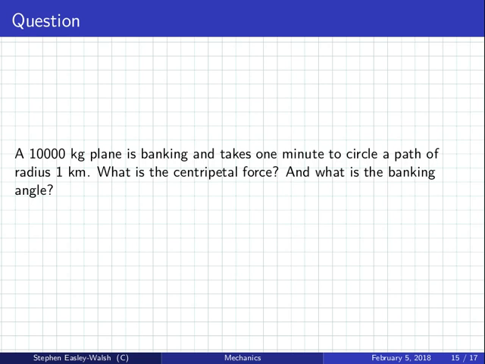We don't say the plane turns. I know it turns, but we don't say the plane turns. We say the plane banks. Now you might say, why can't I just say the plane turns? It's English, so I don't know why. But we say the plane banks. This is bank. So it takes 1 minute for the plane to travel in a circle. What is the centripetal force? And what is the banking angle? That's very hard. I'll do this one for you.